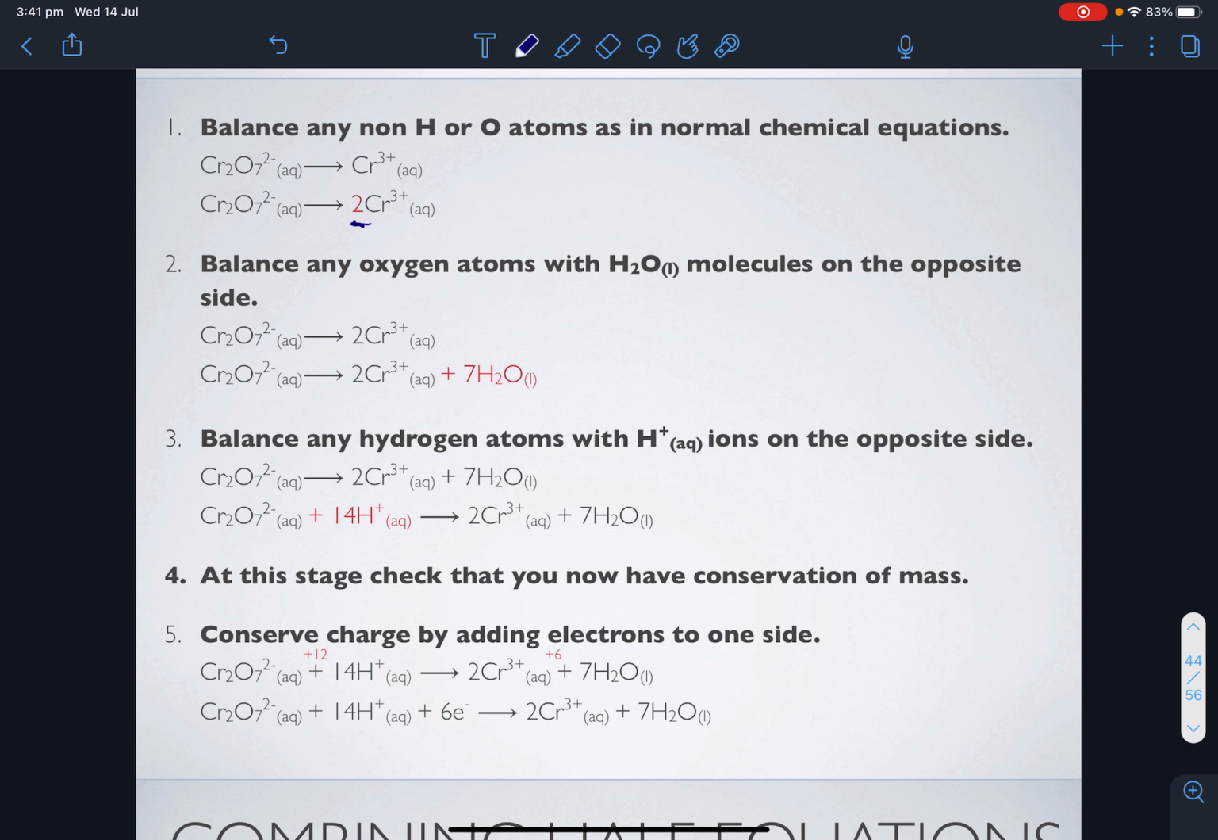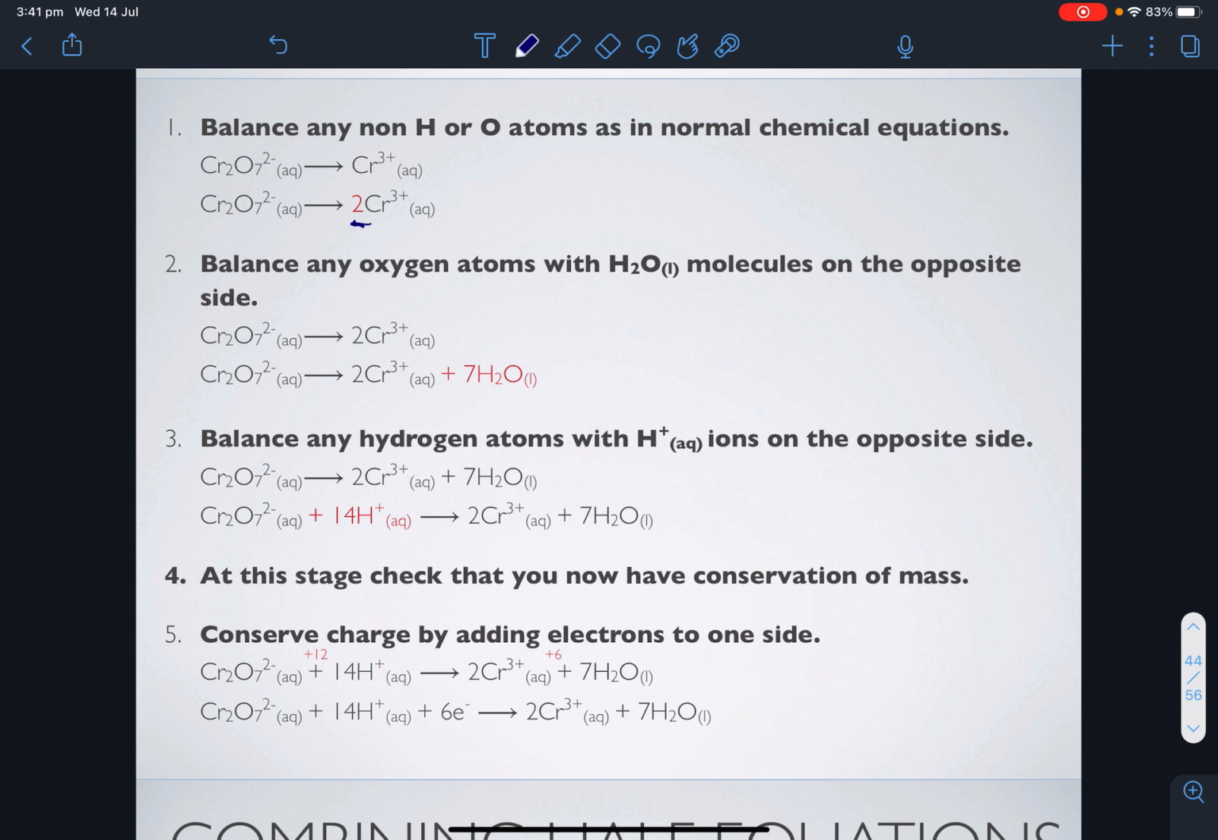These come up sometimes in the HSC in exams, and dichromate comes up because people forget this first step, okay? They're testing that first step. That's a good way. Dichromate going down to 1 chromium. So you need to balance that chromium first because the only other atom is oxygen, and we'll deal with that later. Okay, so now we've got 2 chromiums on the right.